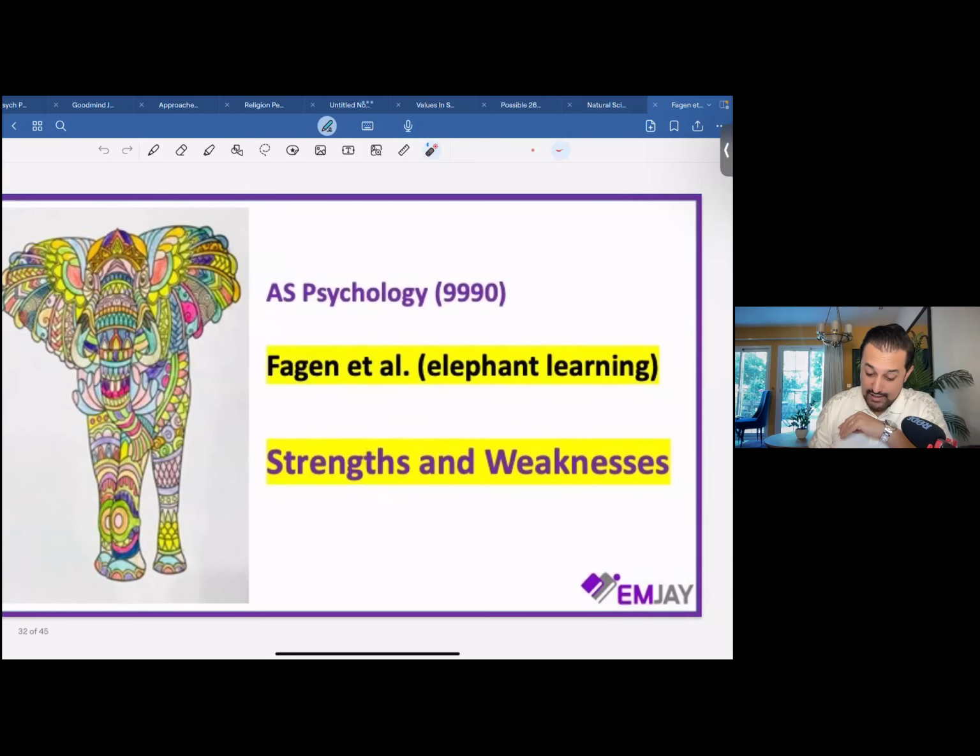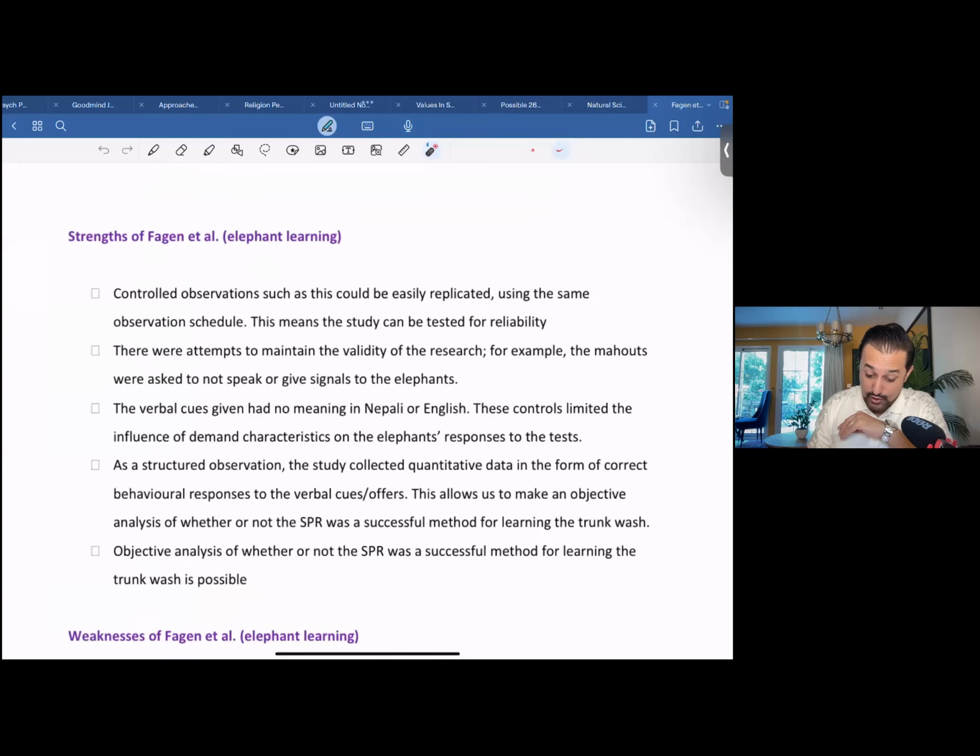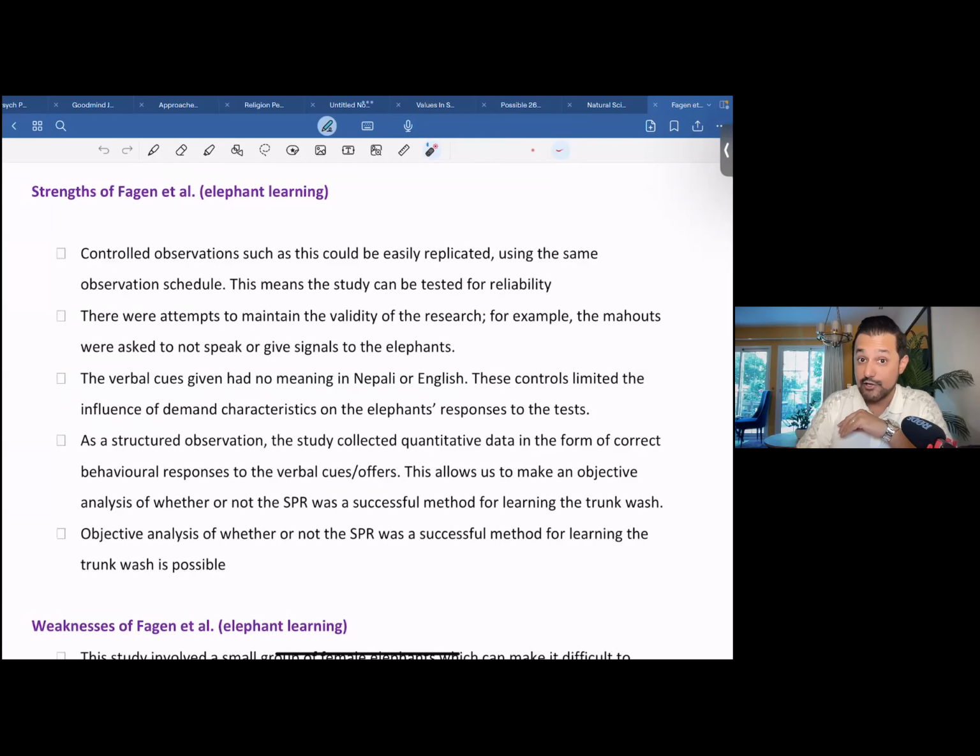Now, before we even start discussing this, I'd like to assume you've all been through this study. You've all understood the study well. If we talk about this particular study, this is a controlled observation. Remember, we had discussed this earlier.